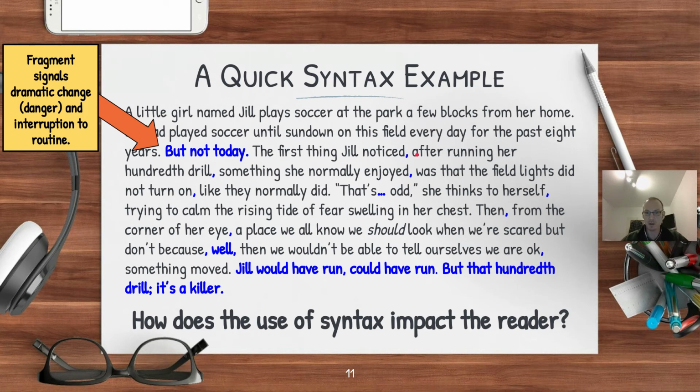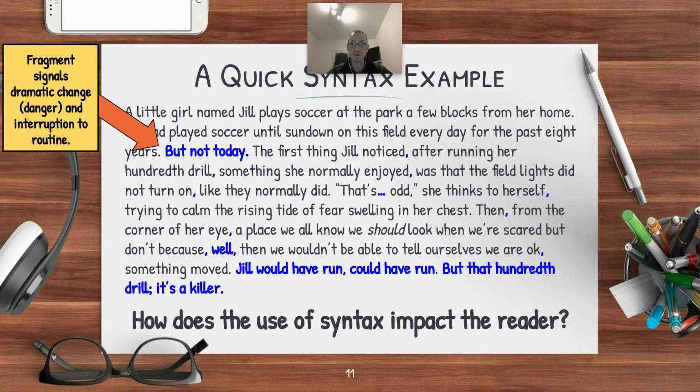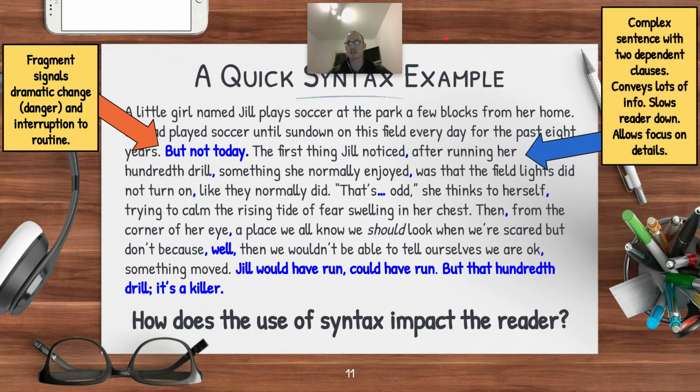The next thing that you notice, right, in the next part here, is there are several of these dependent clauses, kind of like all in a row, one really long sentence. You need to ask yourself, well, how is that impacting the reader? What was the purpose of that? Right, that complex sentence with two dependent clauses conveys lots of information, and it definitely slows the reader down, but it also allows us to focus on those details, right? It lets us know that she had just run 100 drills, that was something she normally did.